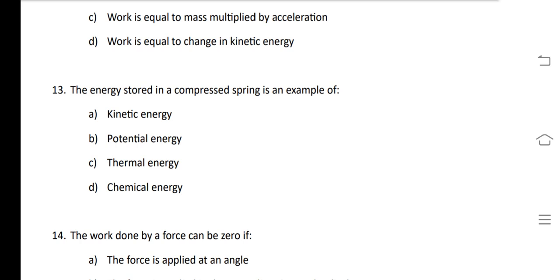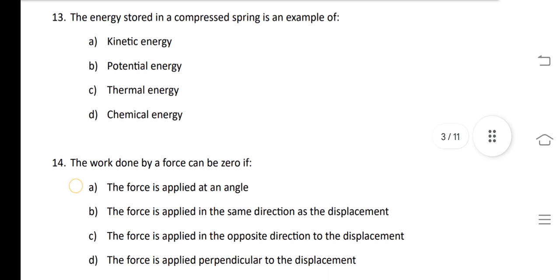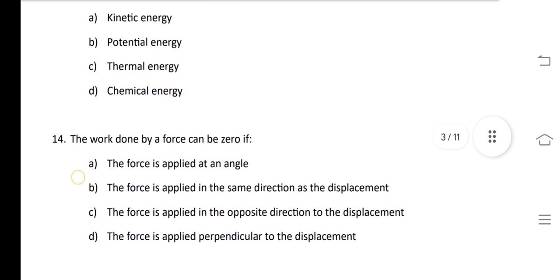So our next question is: the energy stored in a compressed spring is an example of. Here we are changing its shape, so the answer will be potential energy. Option number B is the correct answer.